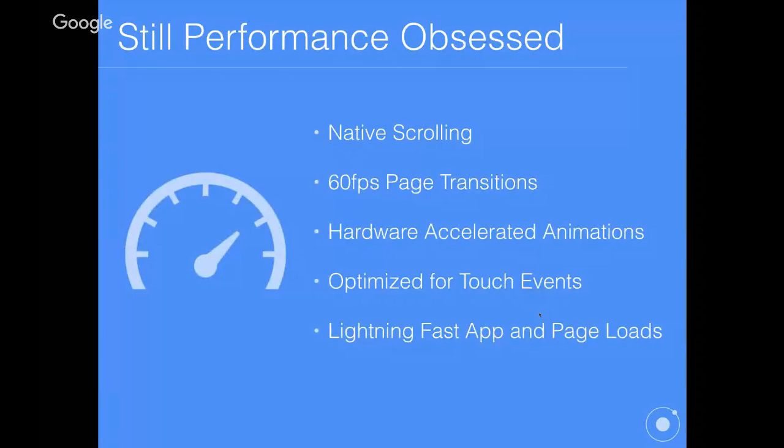Animations and page transitions run at 60 frames per second in almost all cases. In the few cases where we have animations that are not at 60 frames per second, they are off by literally single digits, so very, very close, and for the average user, completely imperceptible. It's going to look and perform just as before. Everything is optimized out of the box for touch events. In Ionic 2, you get very fast application and page loads thanks to some of the new features that come out of Angular 2, which again, I'll get into shortly.